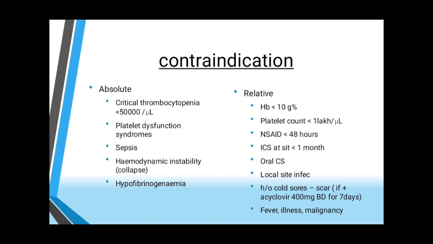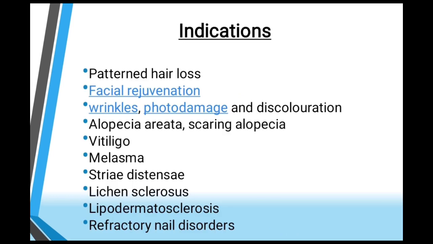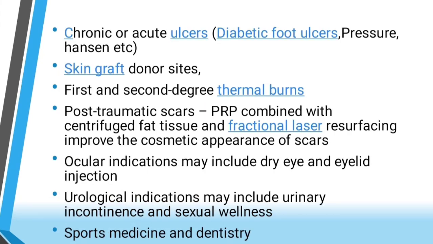The indications of PRP are pattern hair loss, which is a recent nomenclature of androgenetic alopecia or female pattern baldness, facial rejuvenation, wrinkles, photo damage and discoloration, alopecia areata, scarring alopecia, vitiligo, melasma, striae distensae, lichen sclerosus, lipodermatosclerosis, refractory nail diseases. Any chronic or acute ulcers due to any etiology like diabetic foot ulcer, pressure ulcer, Hansen's, skin graft donor sites, first and second degree thermal burns, post-traumatic scars.